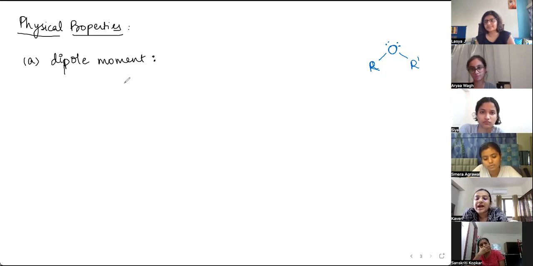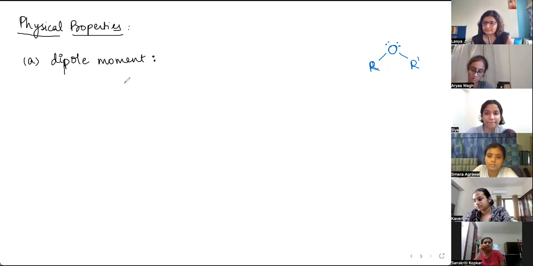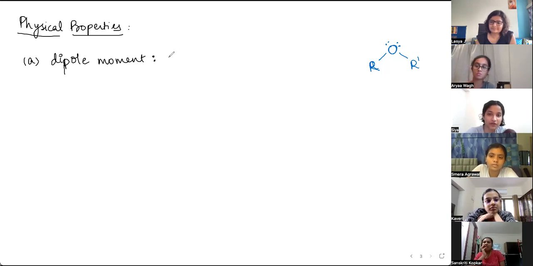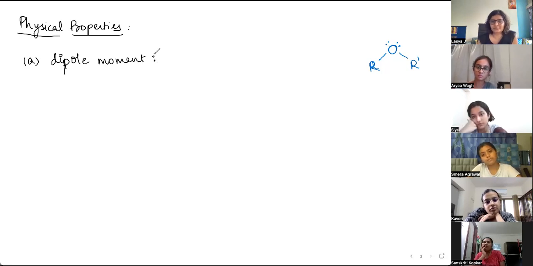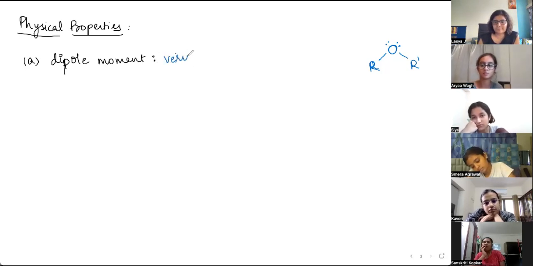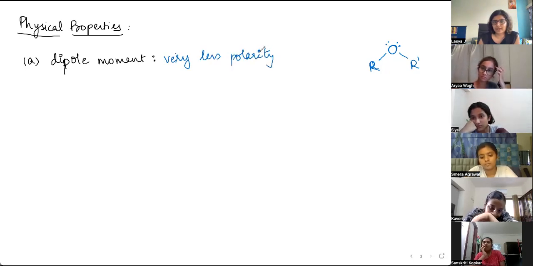Okay. Compared to carbon, oxygen is not that different, there's not much difference between them. So there will be polarity, but it won't be much. Okay, so yeah, Smera. Sanskriti. Even I think it will be polar, but not that much. It is polar, it is not non-polar, but yes, very little polarity.